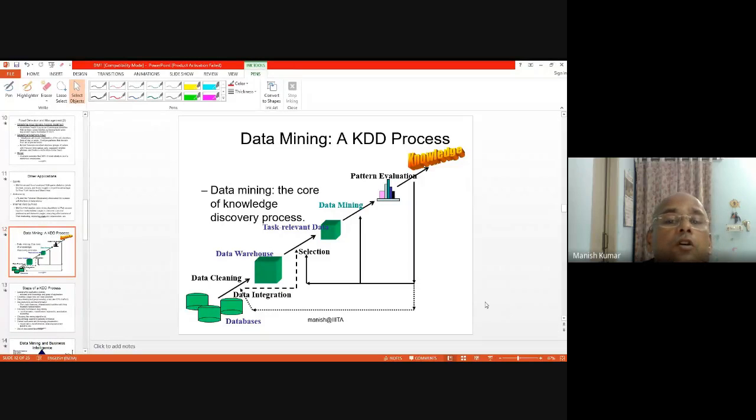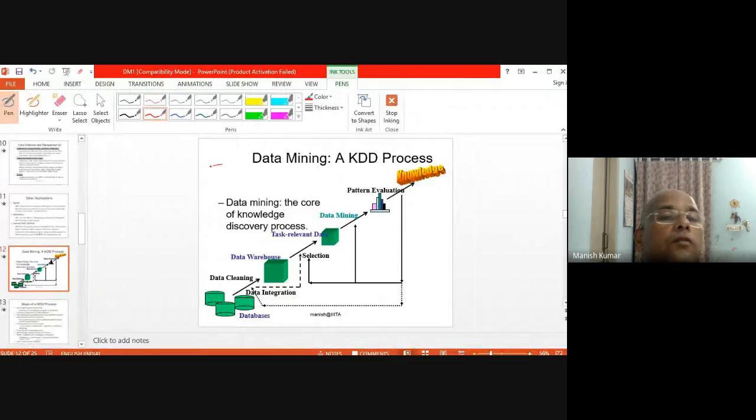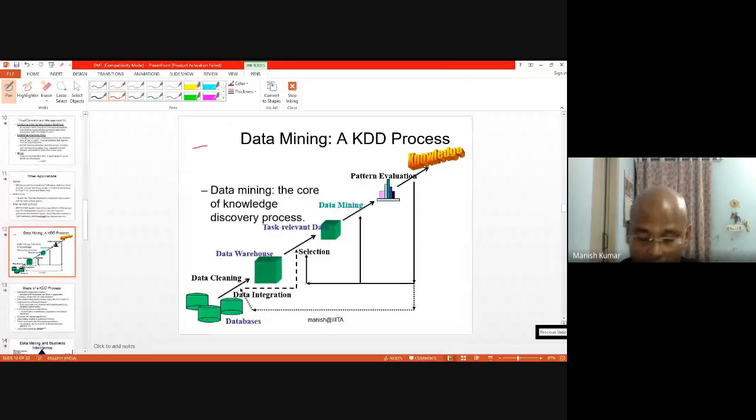Okay. If you look at the figure, you can see that the mining process is at this stage. Whereas this part talks about the data warehouse. These are databases, and data cleaning and data integration are also part of that. And we have some data transformations as well out here.